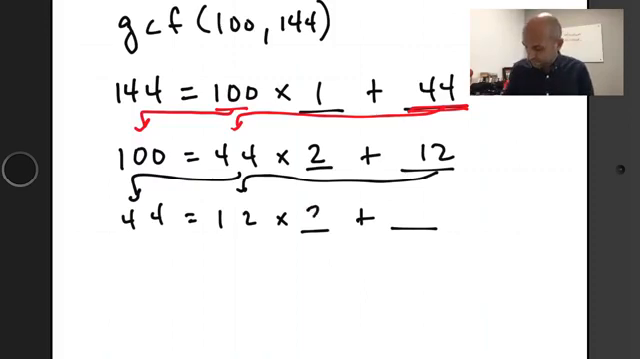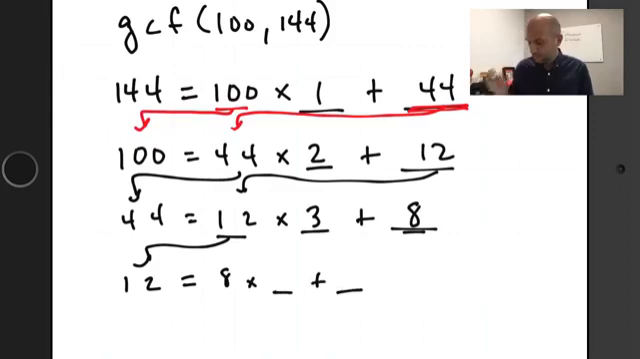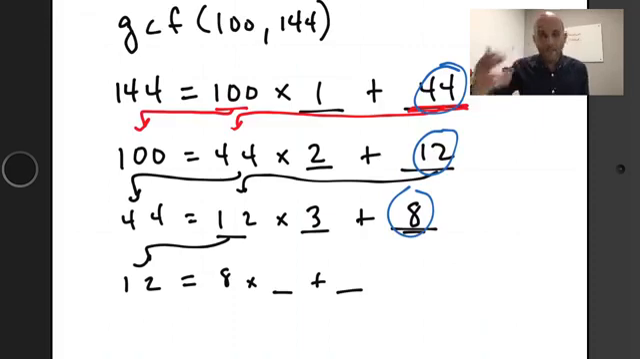Now we're getting into things that are a little bit friendlier. So that's good. 44 is 12 times 3 plus 8. These numbers are important. I bring them down. Because remember, we're not going to stop until this is 0. We're not there yet, but it's an algorithm. We keep doing it over and over and over again. And as long as I do the steps right, I will get to 0 eventually.